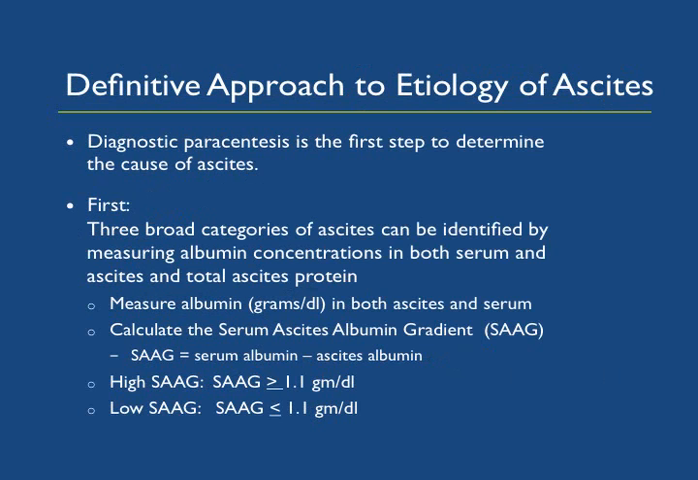The definitive approach to the etiology of ascites is shown here. Diagnostic paracentesis is the first step to determine the cause of ascites. First, three broad categories of ascites can be identified by measuring albumin concentrations in both serum and ascites, as well as total ascites protein. You measure the albumin in grams per deciliter in both ascites and serum, then calculate the serum ascites albumin gradient, or SAAG, S-A-A-G, as the difference between the albumin in serum and the albumin in ascites.